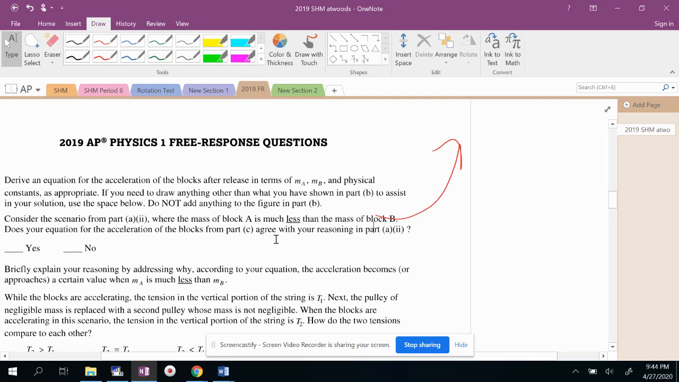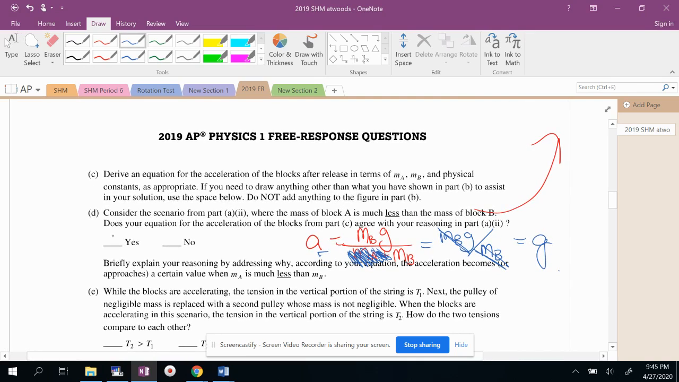Consider the scenario from A2 where the mass of block A is much less than the mass of block B. Okay, so again, that acceleration was mb times g over ma plus mb. Okay, so when this thing was much less, I'm going to consider that to be as if it's 0, because it's very small compared to mass B. So now what I have left is mb times g over mb, and guess what cancels out? My mb's. So what am I left with? G. So A equals G. So does it match what I said about it being in free fall? Yep.